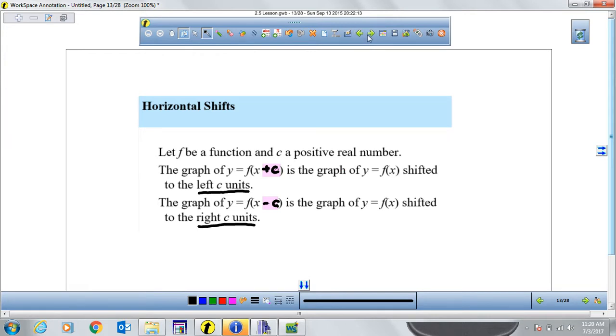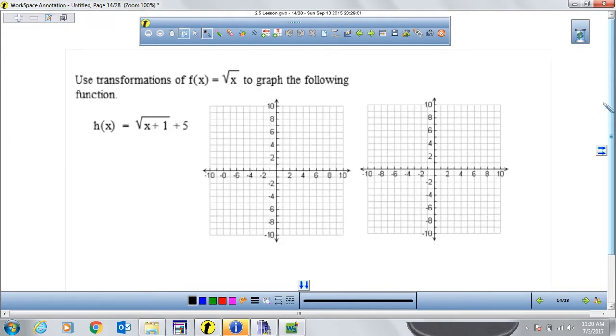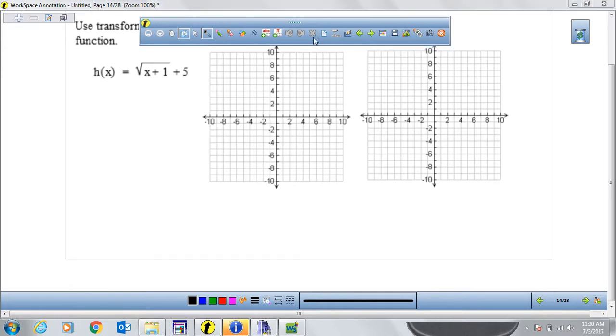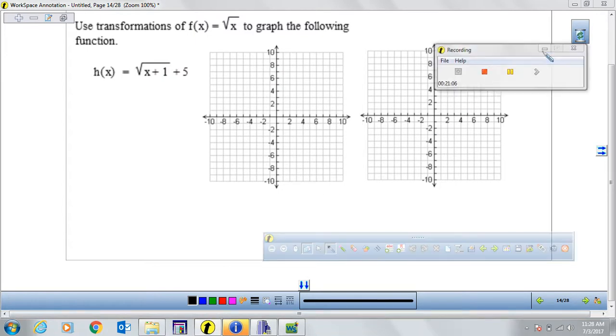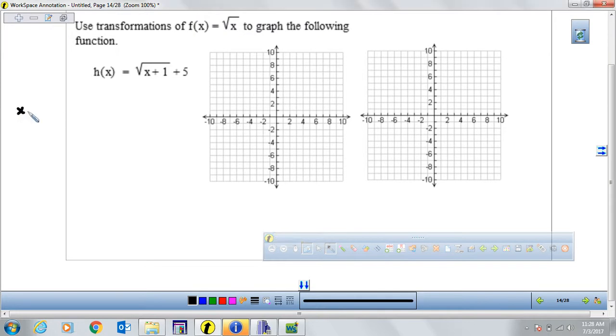Let's take a look at this problem right here. It says, use transformations of f of x equals the square root of x to graph the following function. Now we're going to start by creating a table for the function f of x.